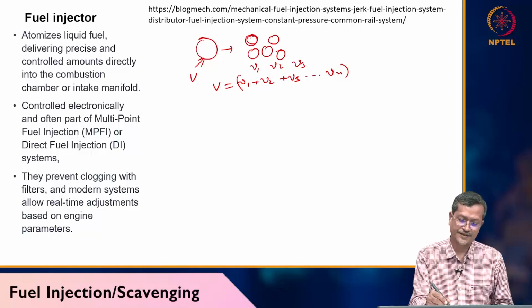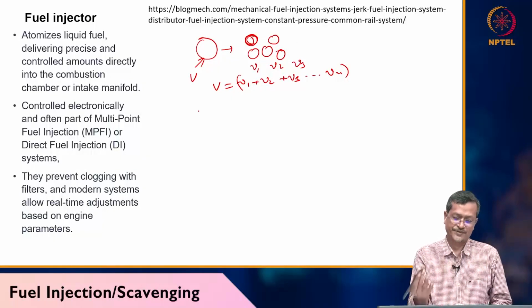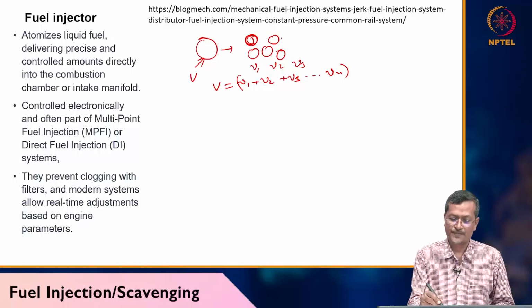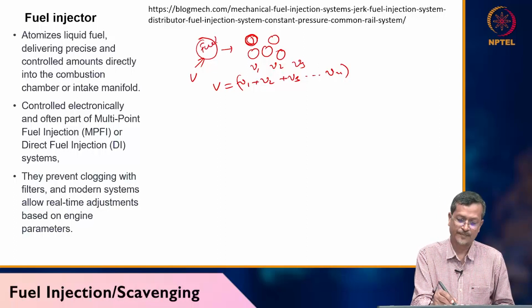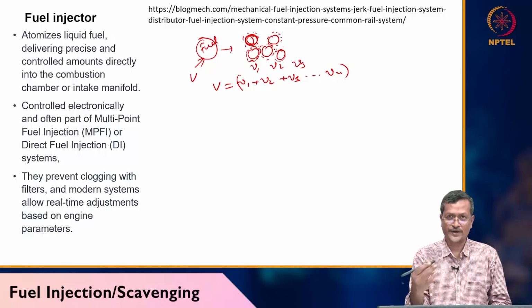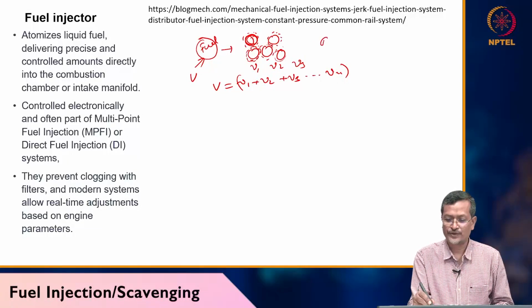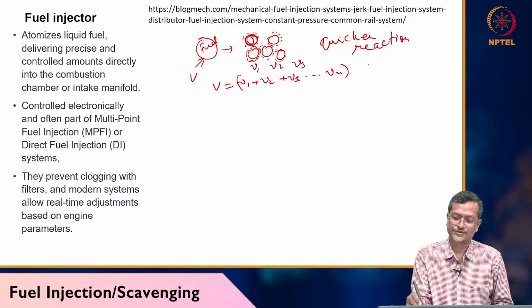Because the surface area increases, the oxygen all around the fuel particles gets more chance to attach with these fuel particles. So more surface area means more reaction, and quicker reaction is possible.